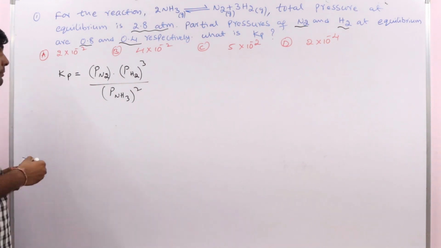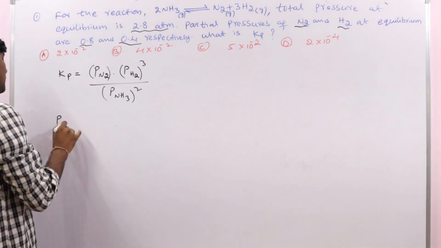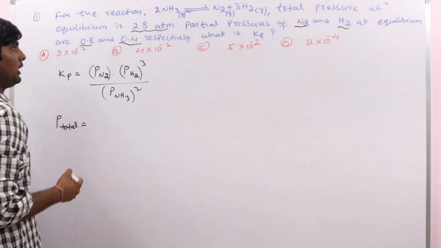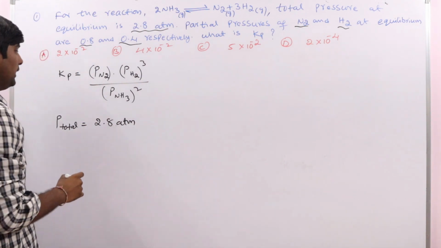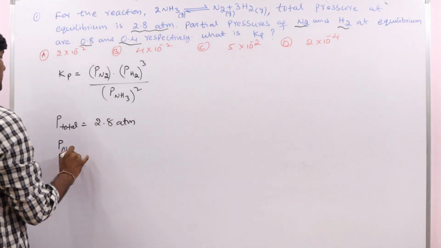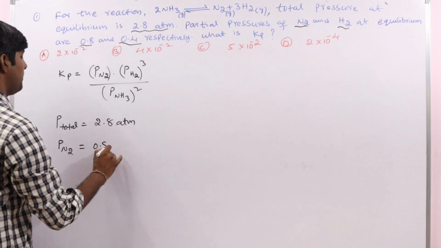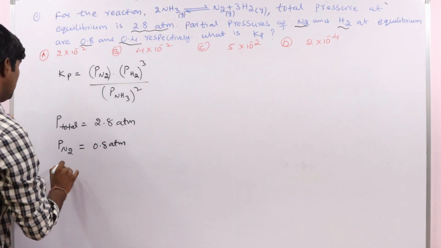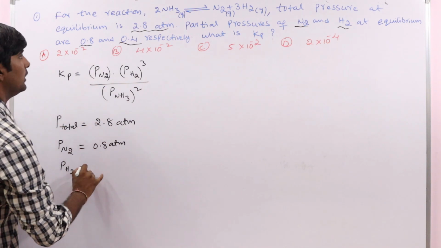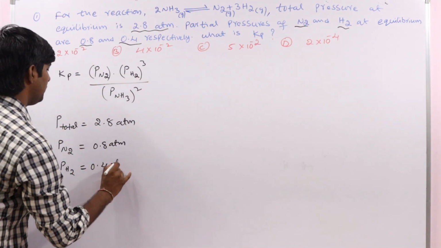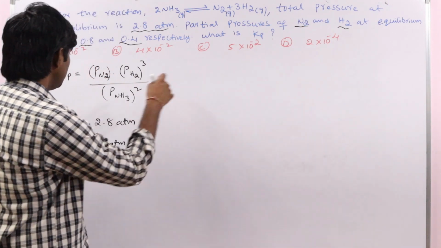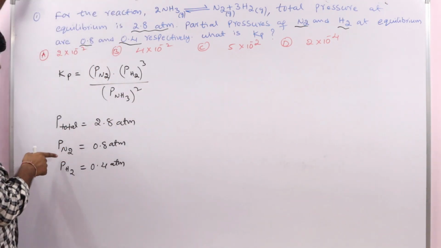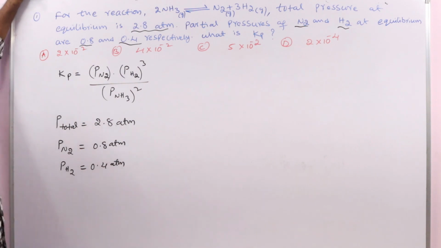Now, what information is provided here? P total at equilibrium is 2.8 atmosphere, and also given that partial pressure of N2 is 0.8 atmosphere and partial pressure of H2 is 0.4 atmosphere. But they didn't provide the partial pressure of NH3 at equilibrium. They have provided only the partial pressures of N2 and H2, and they have given the total pressure.